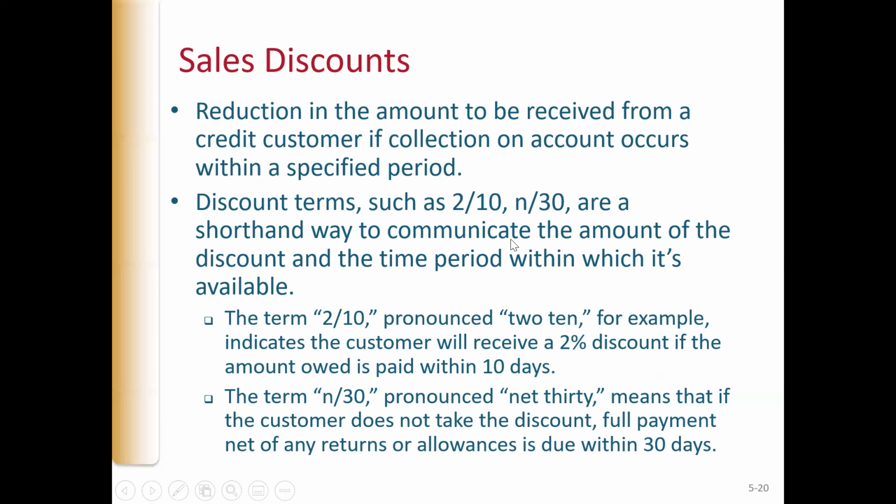period. So for example, when a customer buys something, the terms of the purchase say 2/10, net 30. What that means is if the customer pays their bill within 10 days, they get a 2% discount. Otherwise, the entire bill, the full bill, is due within 30 days. So this type of term in a purchase is a way to communicate the amount of the discount and the time period within which it is available. The term 2/10 indicates the customer will receive a 2% discount if the entire amount is paid within 10 days. Net 30 means if the customer doesn't take the discount, then the full payment is due within 30 days.